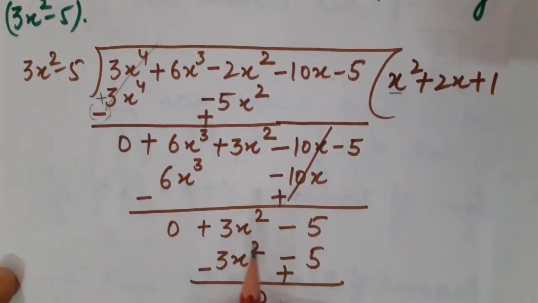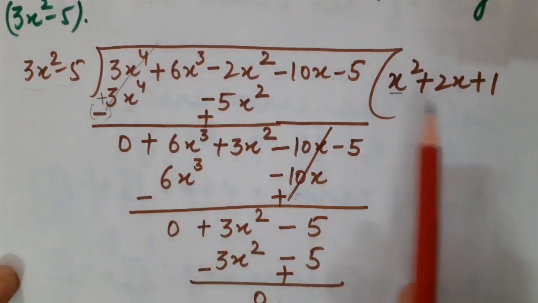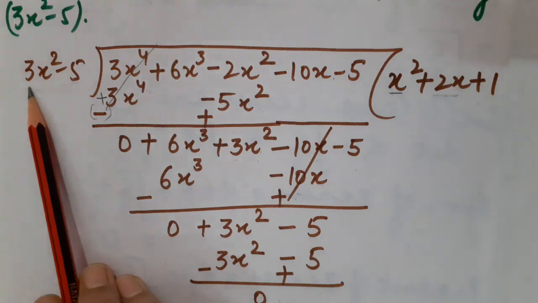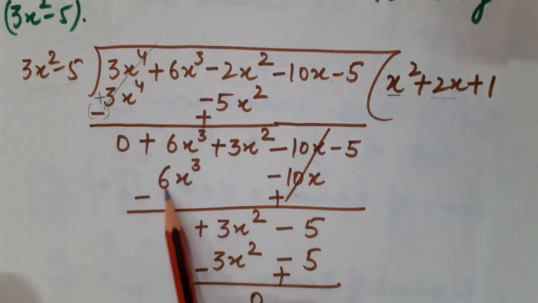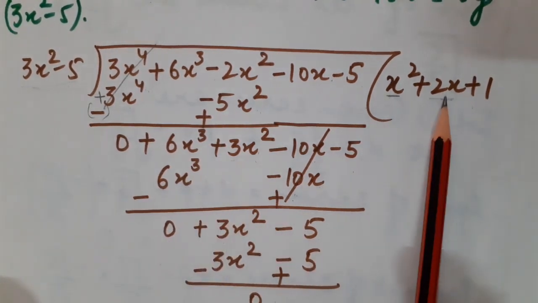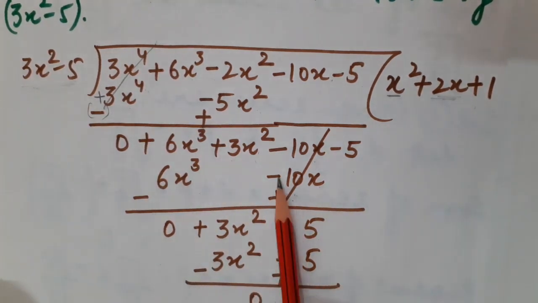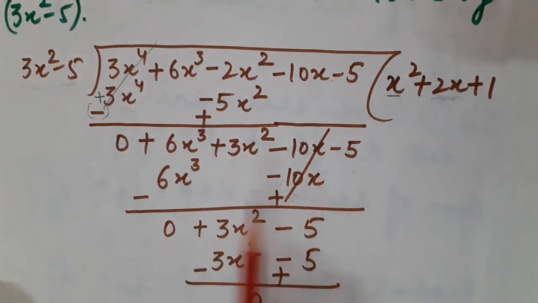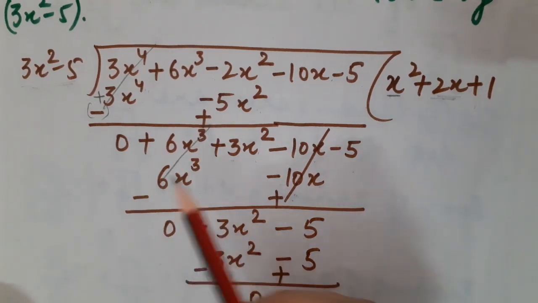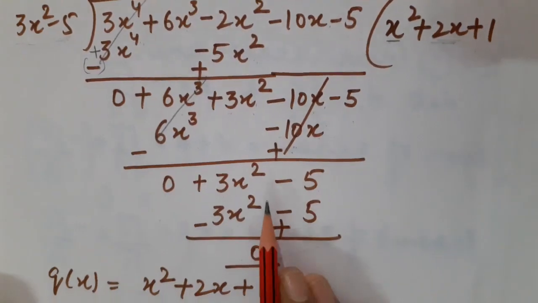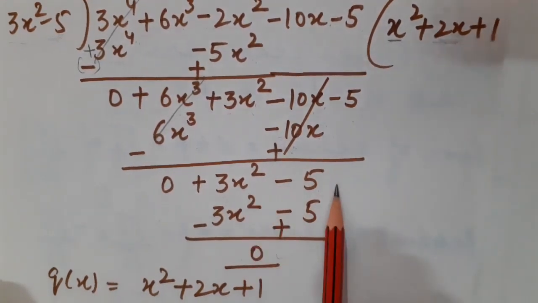Correct, children? Now you have to multiply complete g(x) by 2x. When you multiply 2x by 3x square, you will be getting 6x cube. Plus, when you multiply 2x by minus 5, you will be getting minus 10x. Fine. Changing the sign, both the terms are going to be cancelled. So we have got 3x square minus 5.